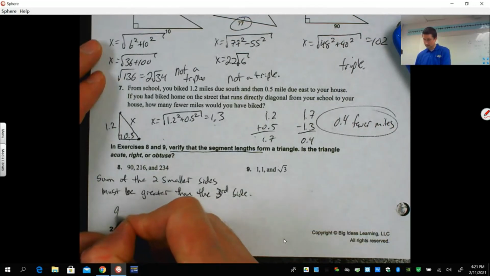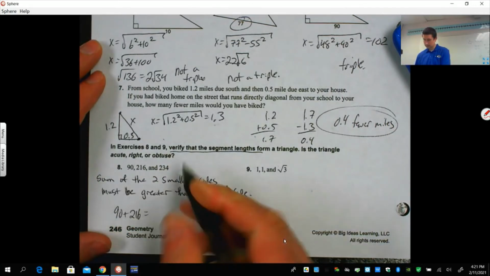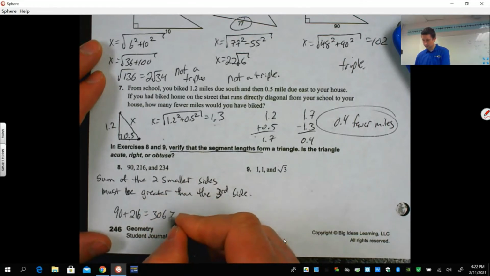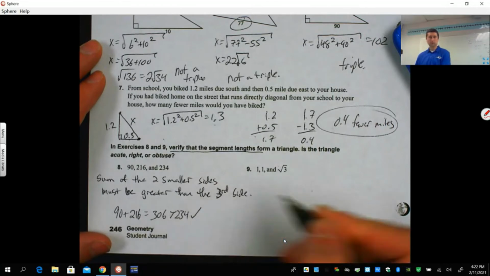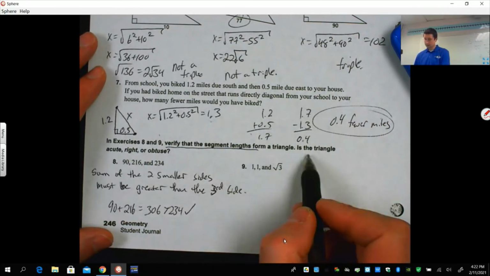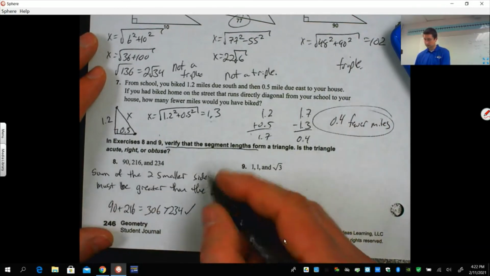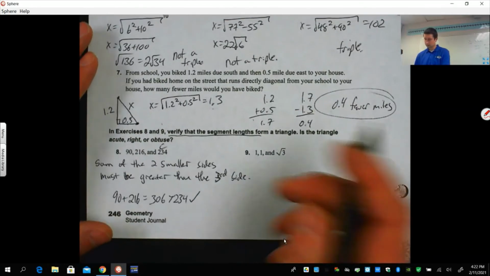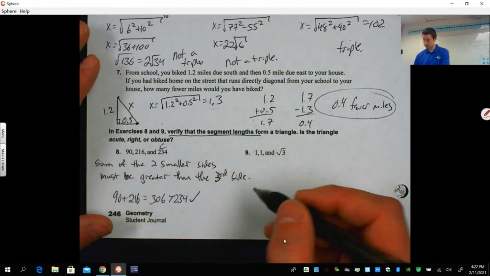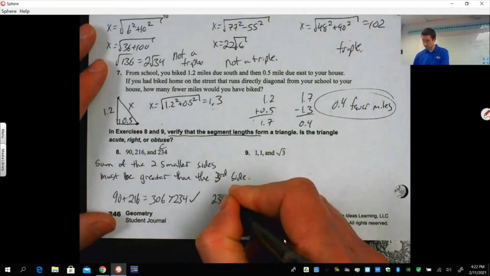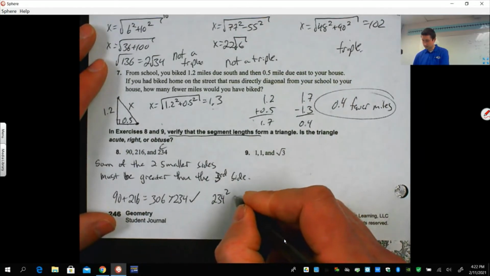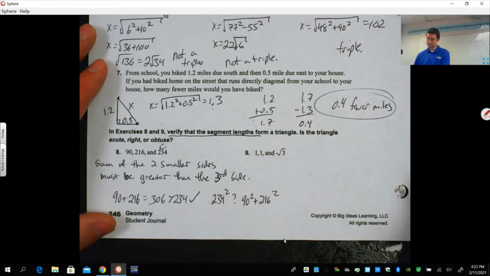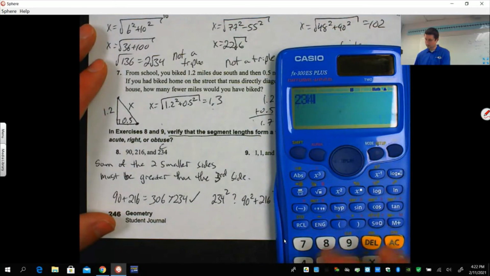So if I have 90 plus 216, that is 306, and that's greater than 234. So it does form a triangle. Is the triangle acute, right, or obtuse? This is my C value right here, 234. We're going to check it using the Pythagorean relationship. So 234 squared, compare that to 90 squared plus 216 squared.